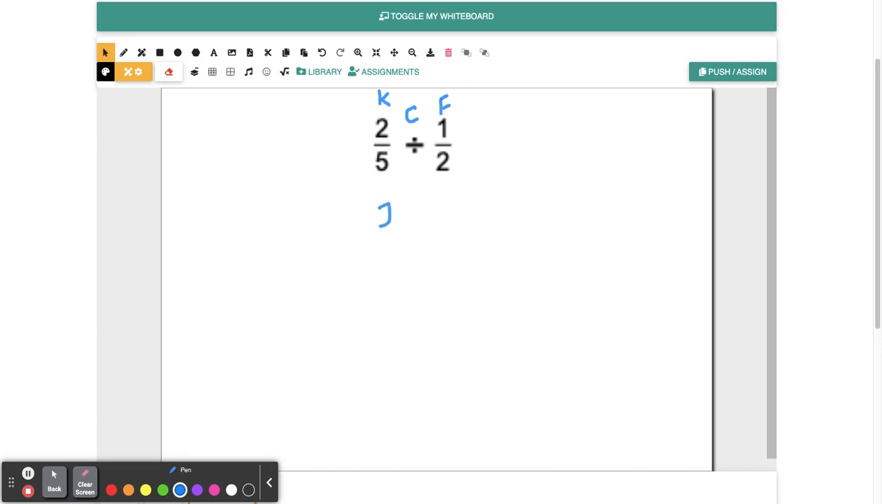I'm going to keep my first fraction just as it is, 2/5. I'm going to change this division sign into multiplication. Then I'm going to flip this, and technically the math term for this is reciprocal, but for this case, we're just going to do keep, change, flip. Now I just have a multiplication problem.